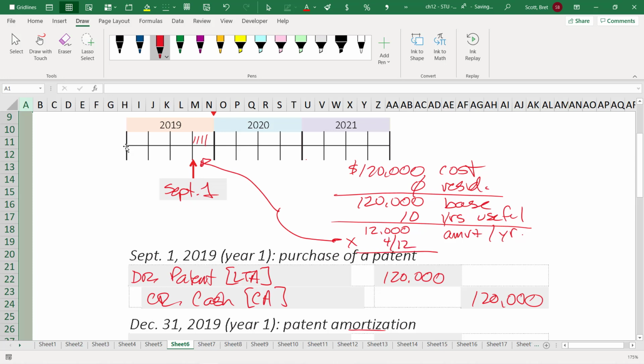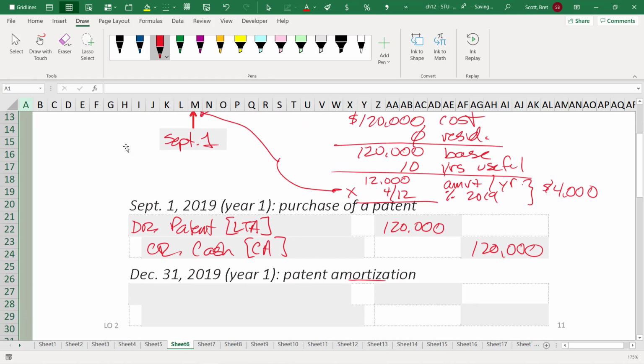God help you if you rush doing these problems. Don't be in haste to get this done. So that's the percentage of 2019 that this thing was outstanding. When we multiply those together, what do we get? $4,000 amortization. We're just taking the annual amortization and multiplying it by the fraction of the year in which it was outstanding, 4/12.